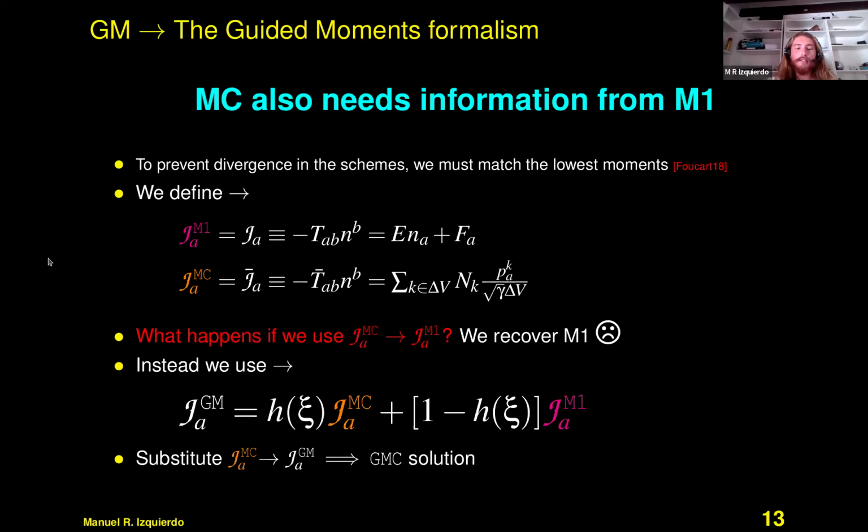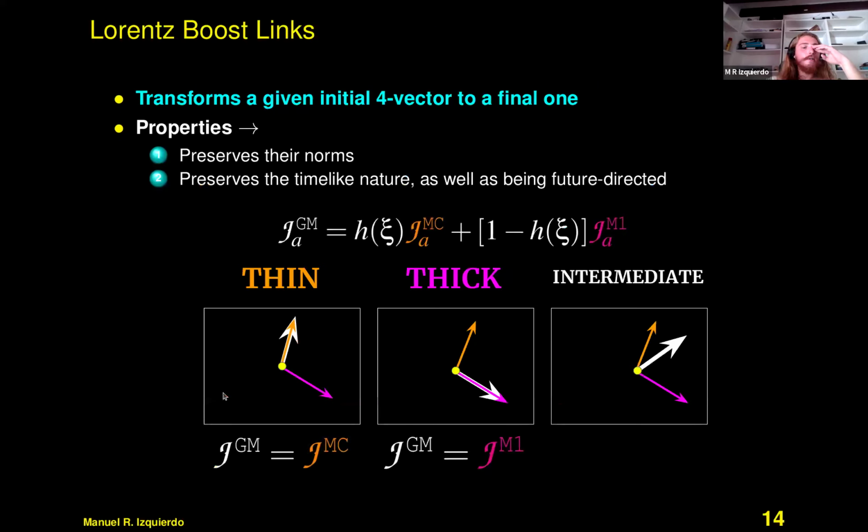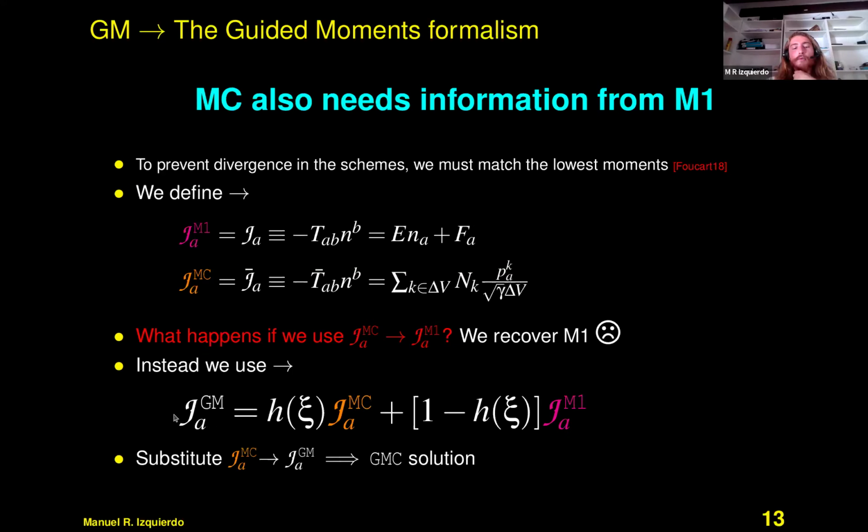So instead, what we do is we do the same idea as before, and we modify these moments of Monte-Carlo, but we modify them in a way that when they are in a thin cell, we don't touch them because we know that the Monte Carlo solution would be more accurate. In the case of the M1, when they are thick, we know that the moments from the M1 will be better. And in the intermediate, we also do this interpolation. So what we do is we substitute these lowest moments of Monte Carlo for these new moments that I call GM. And this is this GMC solution, that will be auxiliary but necessary in order to run the system.